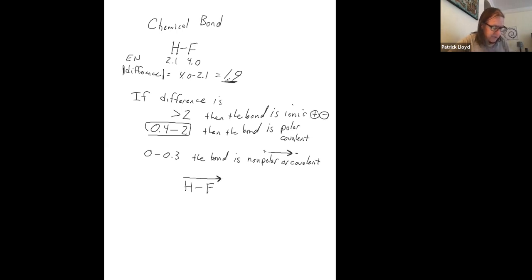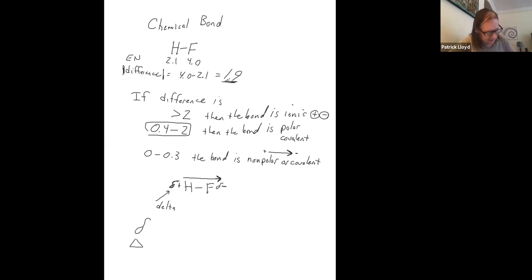And why did I put the head of the vector above the fluorine and the tail of the vector above the hydrogen? Because with electronegativity, the more electronegative atom is the side of the bond that's going to have the negative charge. So there's actually a negative charge here and a positive charge here. Now notice I'm using this little delta sign. You'll see this sometimes. This is called delta. So here's lowercase delta. Here's uppercase delta.